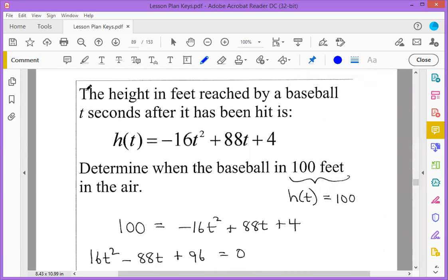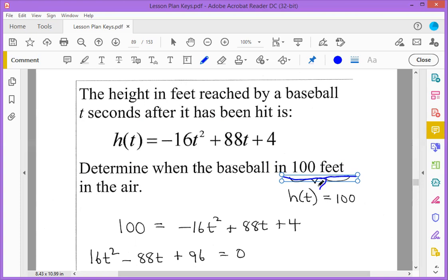All right, in this example, we're told that the height in feet reached by a baseball t seconds after it has been hit is given by this function. H of t equals negative 16t squared plus 88t plus 4. Determine when the baseball will be 100 feet in the air. So we're trying to figure out when it is going to reach this height of 100 feet.